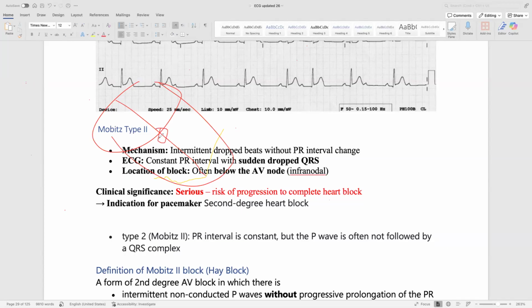This is the AV node. If the problem is here, below the AV node, maybe the fiber, maybe the muscle, mostly this will be damaged by ischemia. And it is highly likely to be cut completely, leading to complete mismatch. The ventricle beating alone, the atrium beating alone. Because this area is weak, it can be cut completely. This is Mobitz type 2.